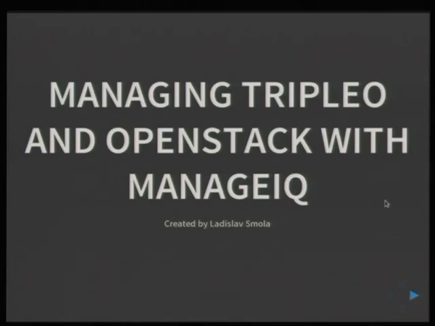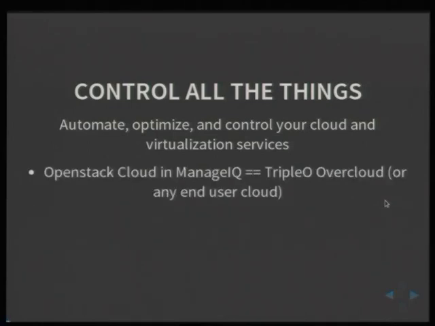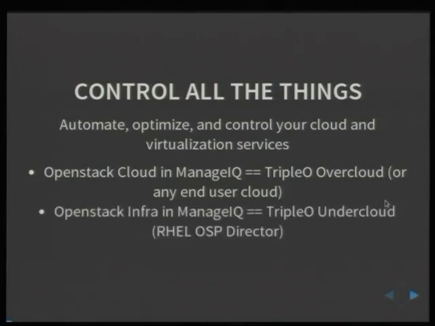Okay. So today I will tell you about managing TripleO and OpenStack with ManageIQ. It will be a continuation of the last talk you saw, so I hope you were all here. Again, the motto of ManageIQ is to control all the things. Today I will focus on OpenStack Cloud, which from TripleO you may know as Overcloud, or basically any other end-user cloud, and OpenStack Infra in ManageIQ, which is the TripleO undercloud, or RHEL OSP Director, which is the product.